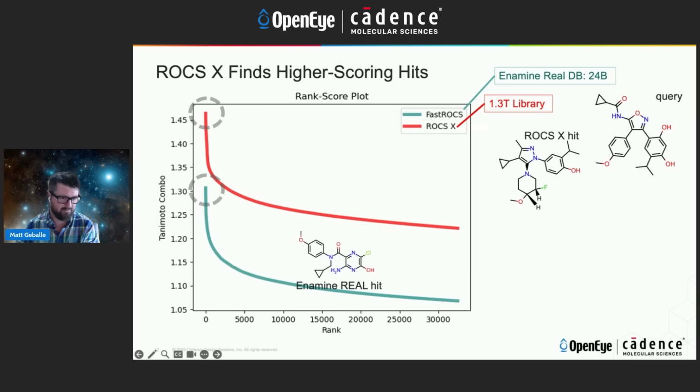Here's the top thing out of enumeration real. Still has some similarity, but a bit lower similarity as represented by the tandem-modal combo. Here's the overlay of the ROCS X hit to the query shown in green. So you can see the 3D shape and color similarity represented there.